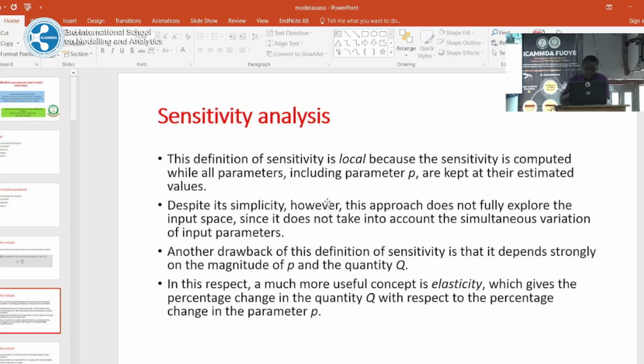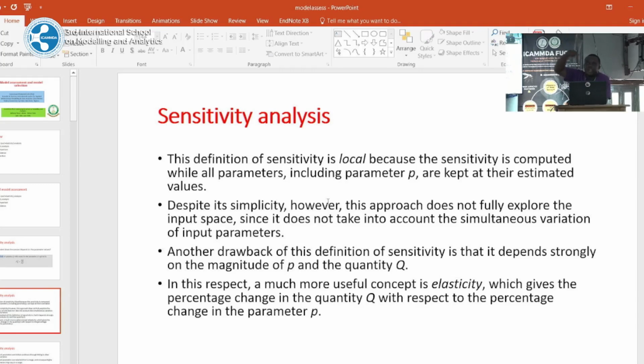In this respect, a much more useful concept is elasticity, which gives the percentage change in quantity Q with respect to the percentage change in a parameter P. Q can represent your R0, and P can be any parameter in your model that is also part of the R0. Because normally, if you calculate your R0 very well, your R0 is supposed to contain all the parameters in your model.